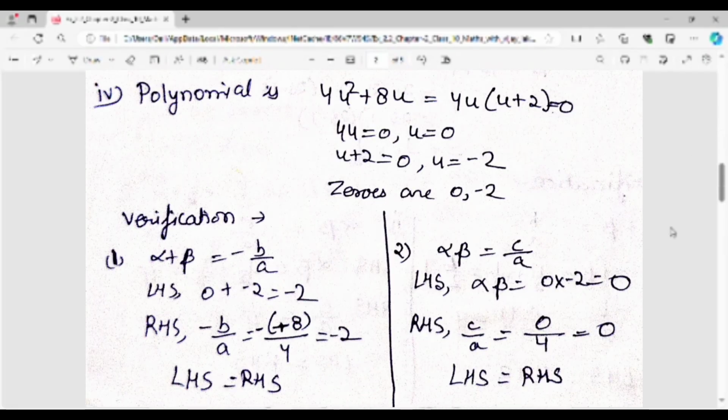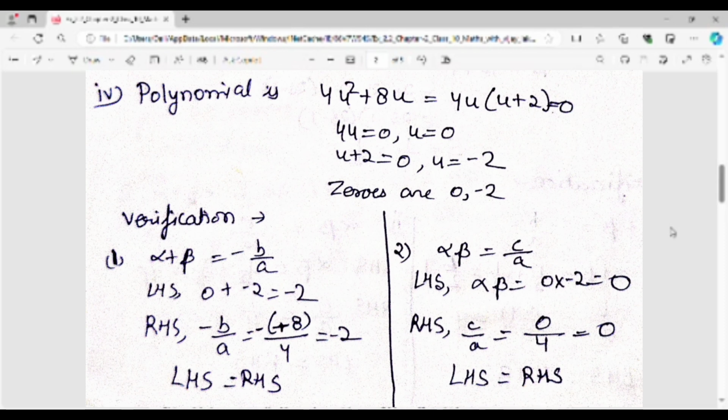Coming to the fourth part, our polynomial is 4u square plus 8u. In this, we are not given the constant term. So we will do it by taking the factor which is common in both the given terms, 4u square plus 8u. 4u is common, so we will take it out, and in the bracket we are left with u plus 2. After solving, we will get zeros as 0 and minus 2, which are our alpha and beta.